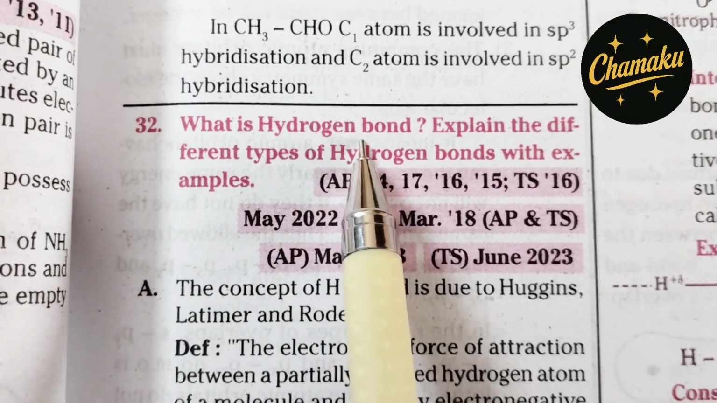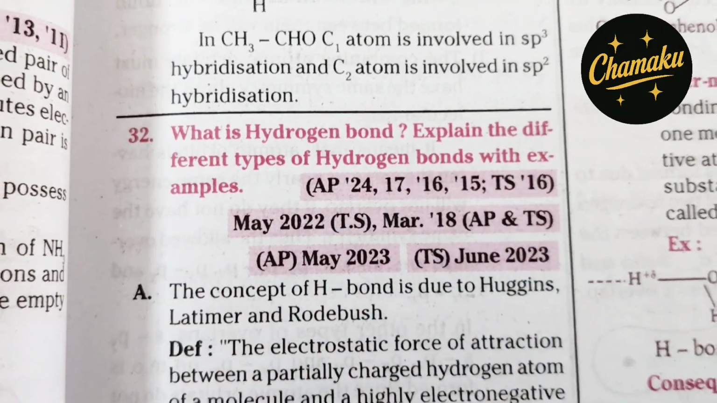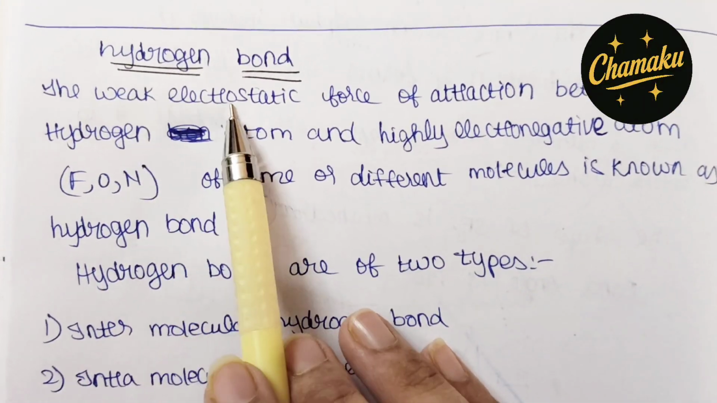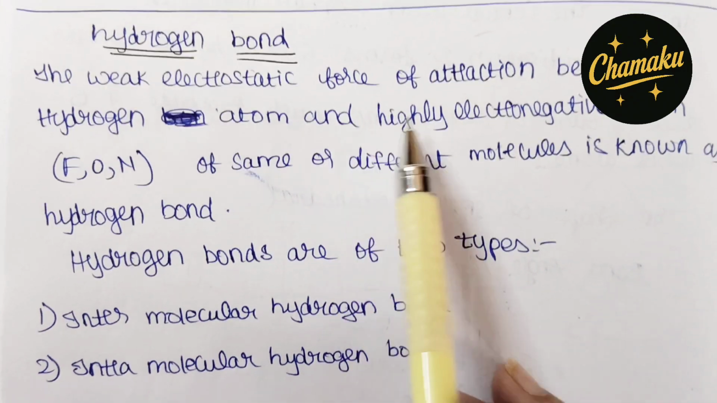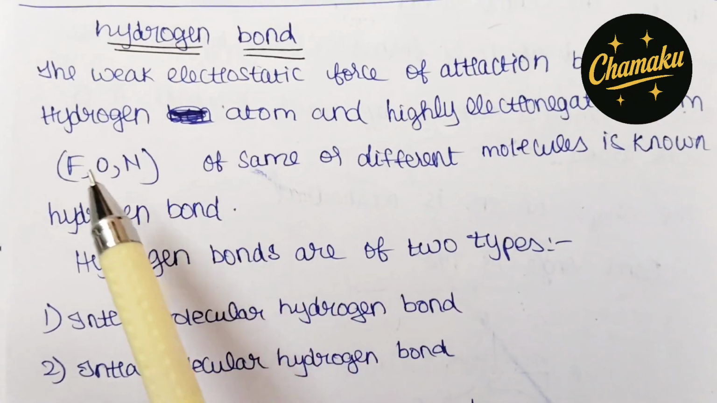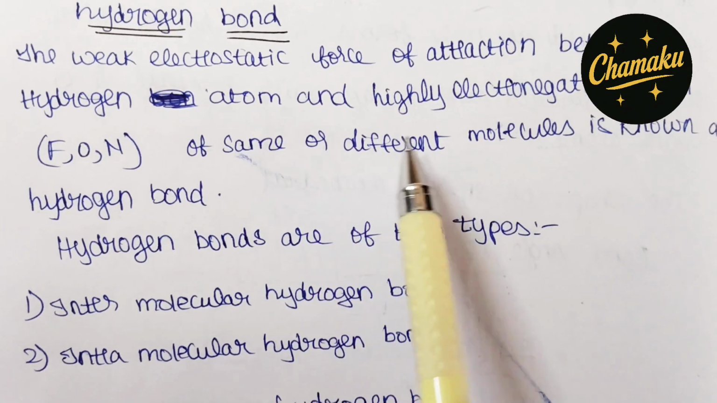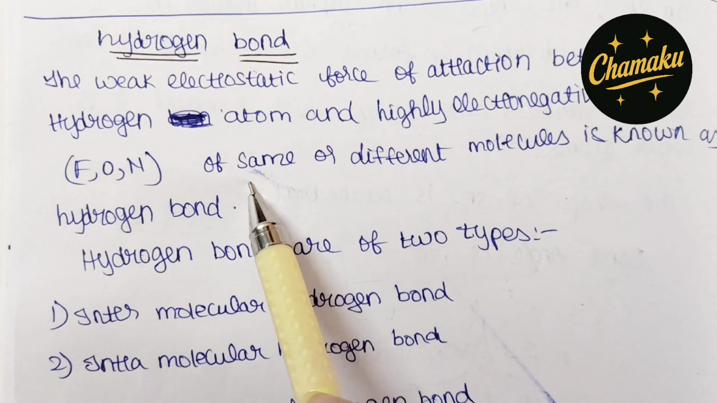What is hydrogen bond? Explain the different types of hydrogen bonds with examples. So what is hydrogen bond? The weak electrostatic force of attraction between a hydrogen atom and a highly electronegative atom, fluorine, oxygen or nitrogen, of the same or different molecules is known as hydrogen bond. This is the definition of hydrogen bond.